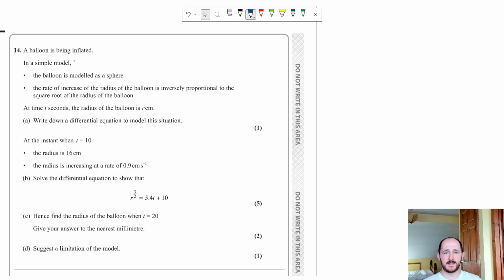So a balloon is being inflated in a simple model. It's modeled as a sphere. Cool. The rate of increase of the radius of the balloon is inversely proportional to the square root of the radius of the balloon. So it's going to be dr by dt. It's going to be positive because it says increase. If it said decrease, you'd shove a negative in front. And then it's k over, I think it said r squared, right? Square root, sorry. So it's square root of r.